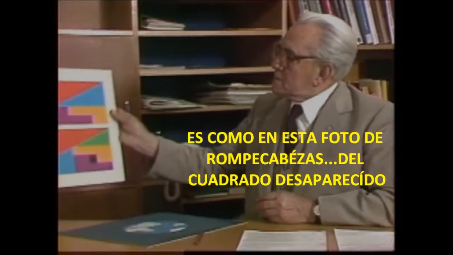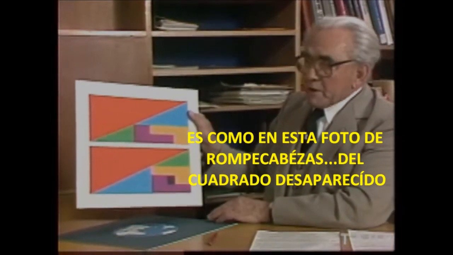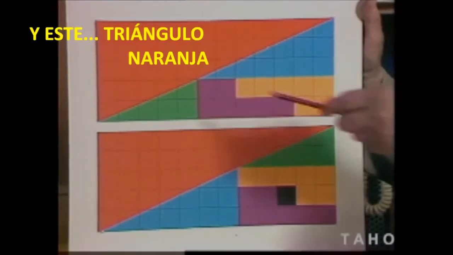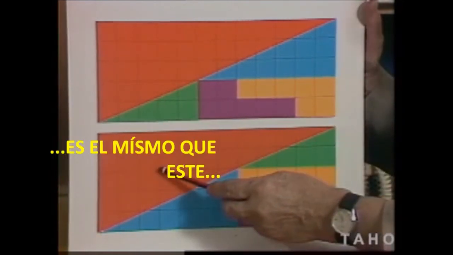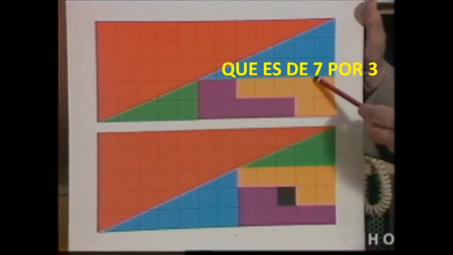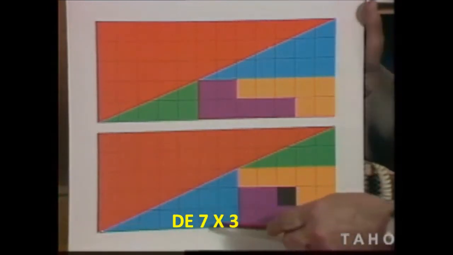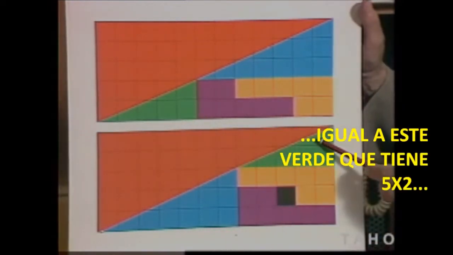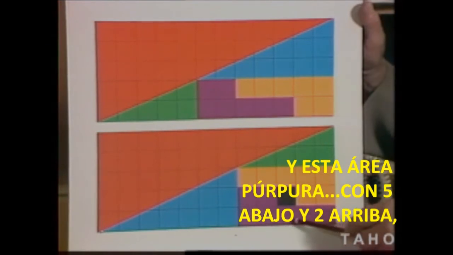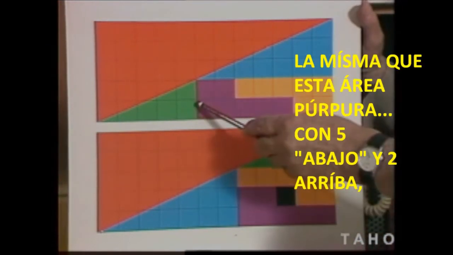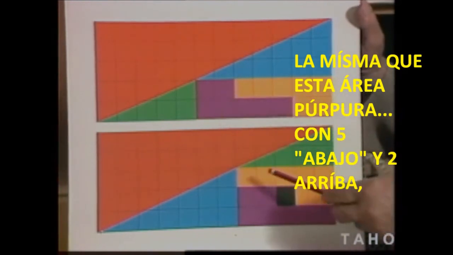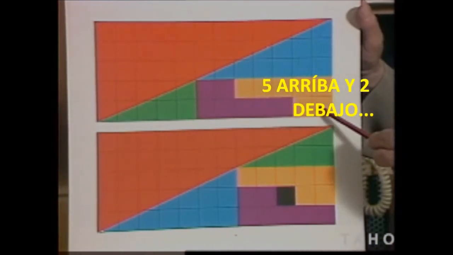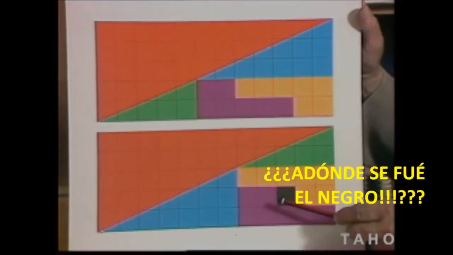It's all like this picture puzzle of the vanishing square. Here we have two identical rectangles, 12 squares by 5 squares. And this orange triangle is the same as this one. And this blue triangle, which is 7 by 3, is the same as this one, which is 7 by 3. And this green one, which is 5 by 2, the same as this green one, which is 5 by 2. And this purple area with 5 underneath and 2 on top is the same as this purple area with 5 underneath and 2 on top. And this yellow one with 5 on top and 2 underneath, the same as this one with 5 on top and 2 underneath. Where does the black one go to?